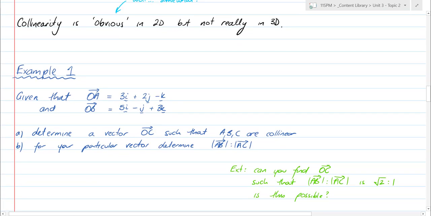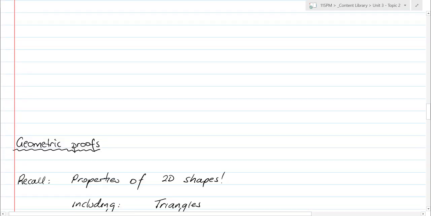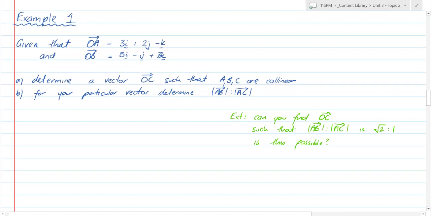So here's one. How many examples have I got? I've just got one example. Given that OA equals that and OB equals this, they're three-dimensional vectors. Determine a vector OC such that A, B, and C are collinear. For your particular vector, determine the ratio between AB and AC. There's a connection here between that ratio and how you choose your lambda and mu. And as an extension, can you find an OC such that AB to AC is root 2 to 1? Is this possible? So we'll have a play around with that as well.